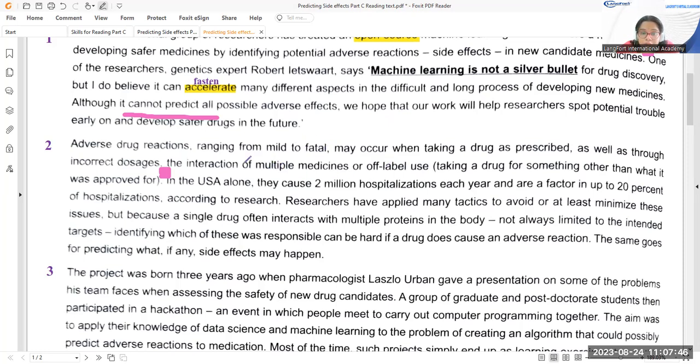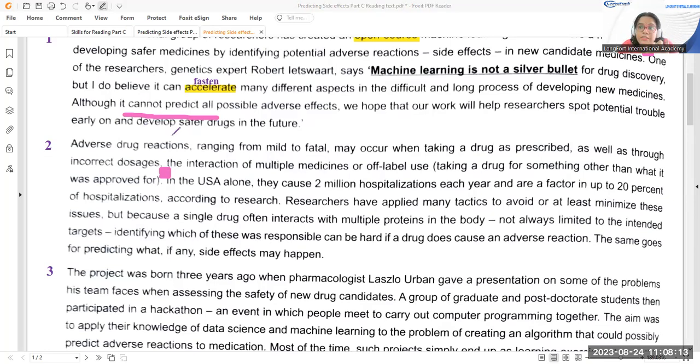And if you take the medication, it can also come from taking multiple medicines at the same time, or off-label use, when you use a medication for some other use than what it was approved for. So there is an intended use. If you use a medication for an unintended usage, or for something it's not suitable for, then as well you can experience an adverse drug reaction.